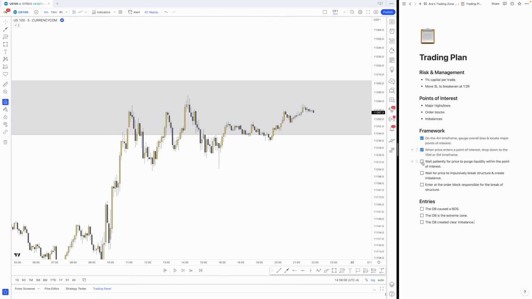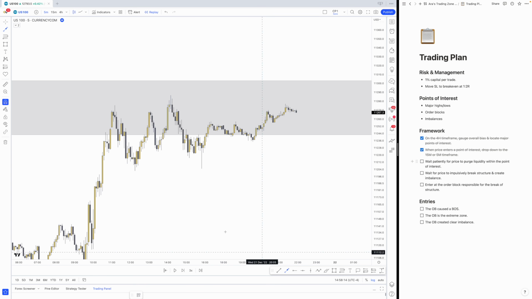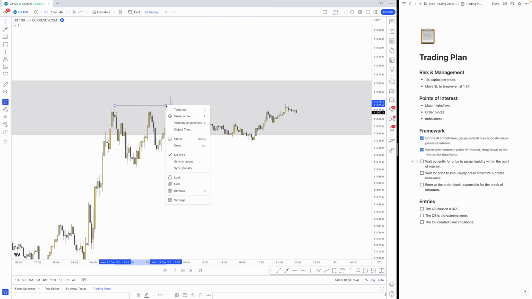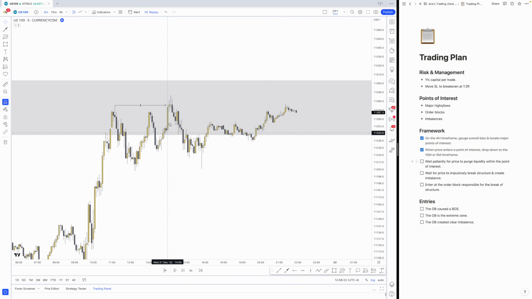Now the next step is that we have to wait patiently for price to purge liquidity within the point of interest. Well, it looks like that already occurred right about here. We can see that price purged liquidity from that high and then started trading lower. So it didn't actually create a break of structure to the upside. It just faked people out into thinking that it would and then pushed back down to the downside.